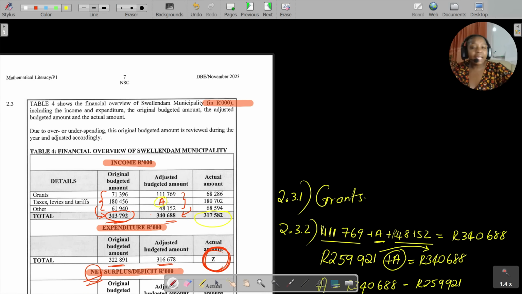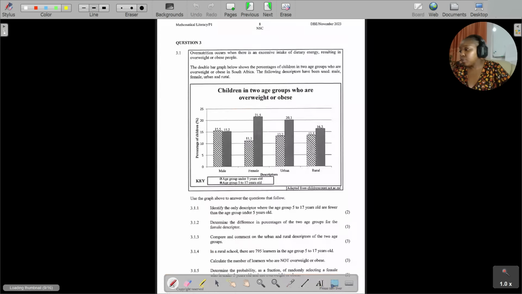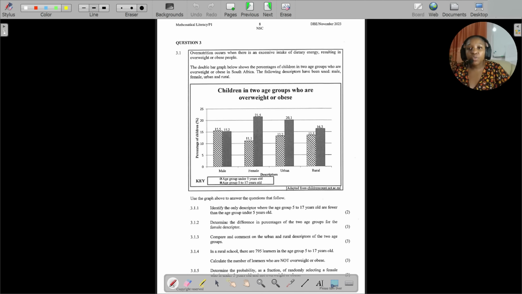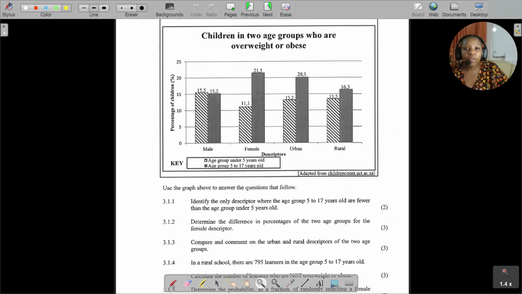Right, so I hope you guys enjoyed question 2.3, and that basically makes sense for us. So now for question 3.1, we are basically given a bar graph, your double bar graph here. You need to be able to work with different types of bar graphs, your stacked bar graphs, your double bar graphs, and things like that. But in this case, we are just given a double bar graph.